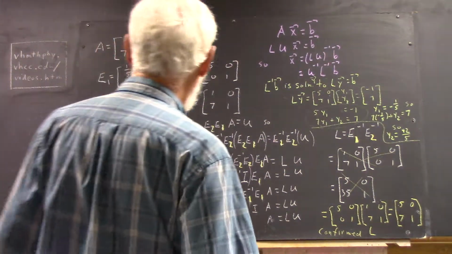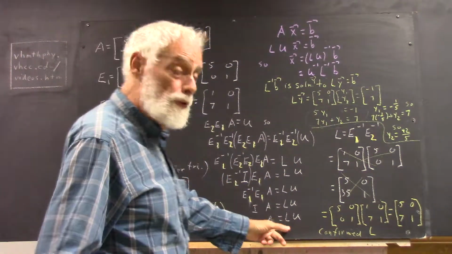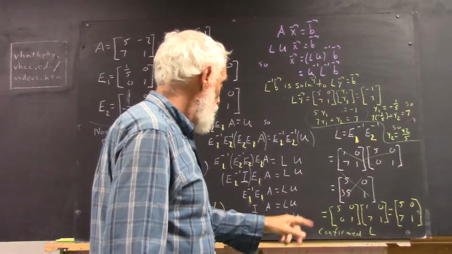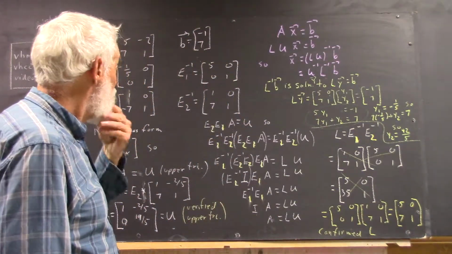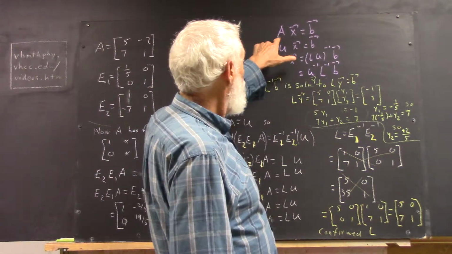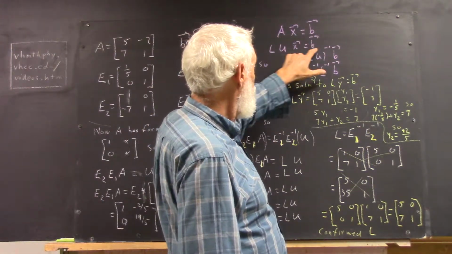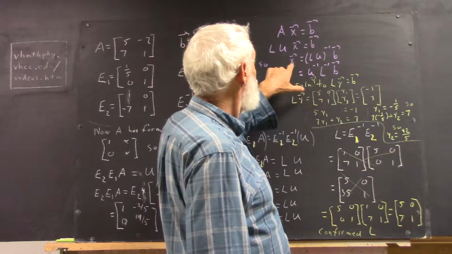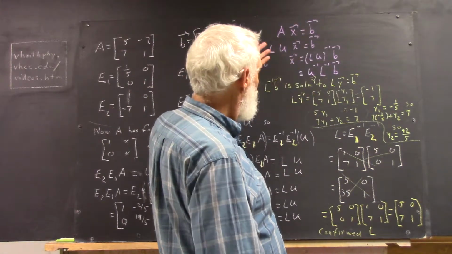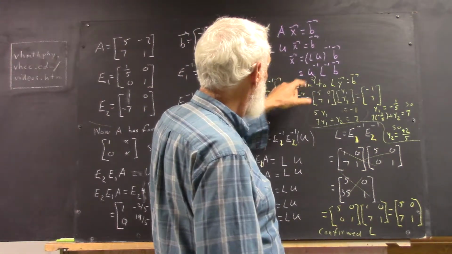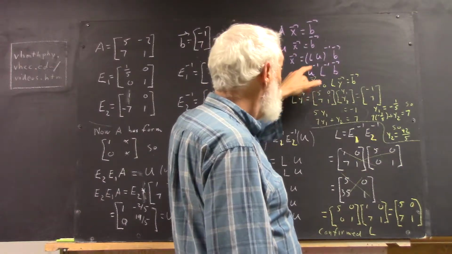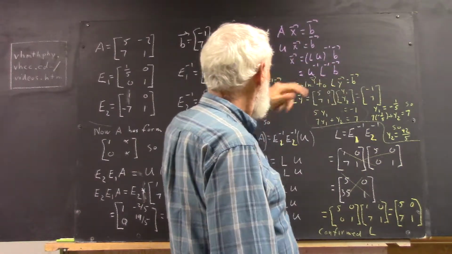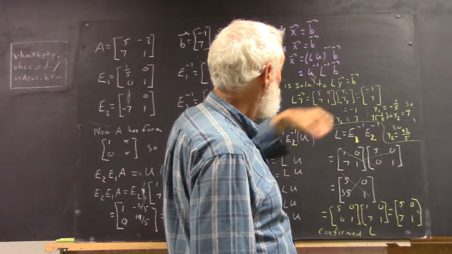Okay, just reviewing, we've reduced A to LU form. We know what L is, there it is. We know what U is, there it is. Our equation AX equals B is LUX equals B, which is solved by multiplying both sides by the inverse of LU, and the inverse of LU is U inverse L inverse. So X is U inverse L inverse B.